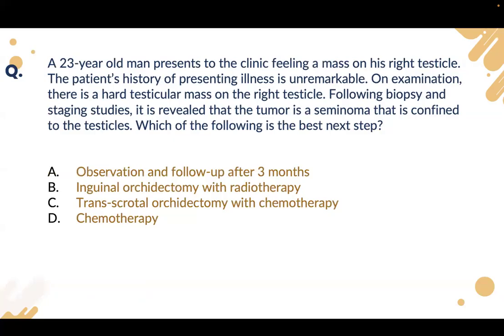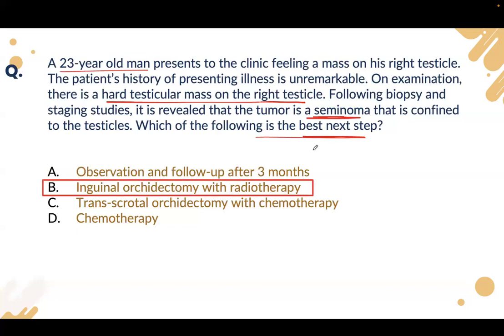A 23-year-old man presents to the clinic feeling a mass on his right testicle. The patient's history of presenting illness is unremarkable. On examination, there is a hard testicular mass on the right testicle. Following biopsy and staging studies, it's revealed that the tumor is a seminoma. Which of the following is the best next step? Pause the video and try to answer.